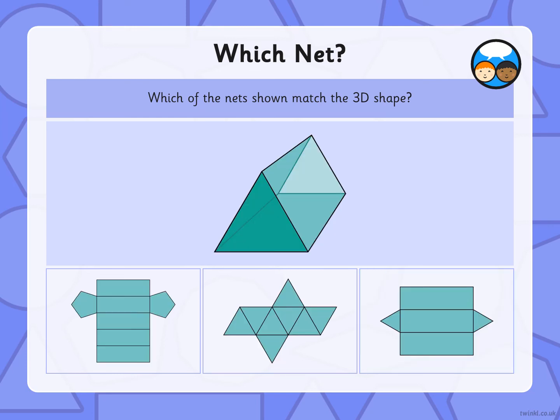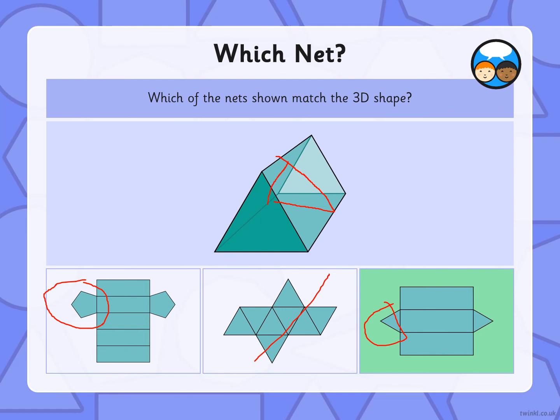Okay, we have another prism here, and this time the two faces at the end of the prism are triangles. So let's think about what is at the end of these two nets here. I know it's not this net because it wouldn't fold up to make a prism, because around the prism here I've got 1, 2, 3 flat rectangles. So I know it's not that one. Okay, so have a little think. Which net would represent this 3D shape? And it's the one on the right there.